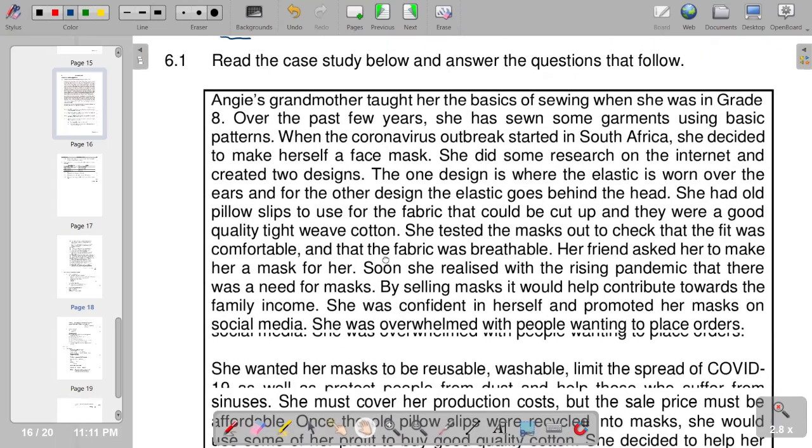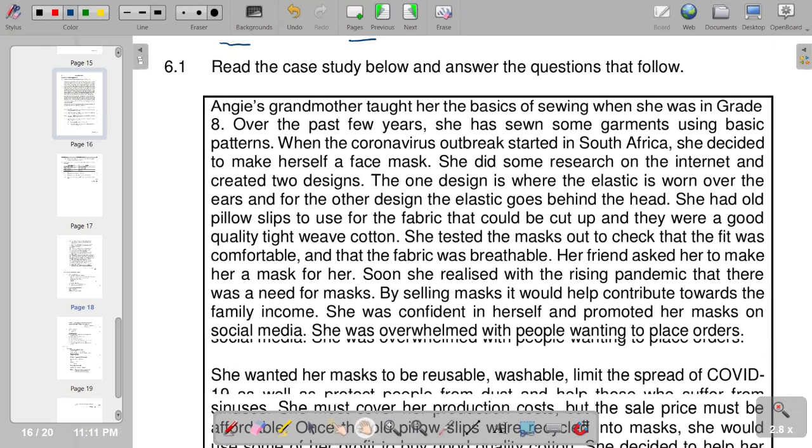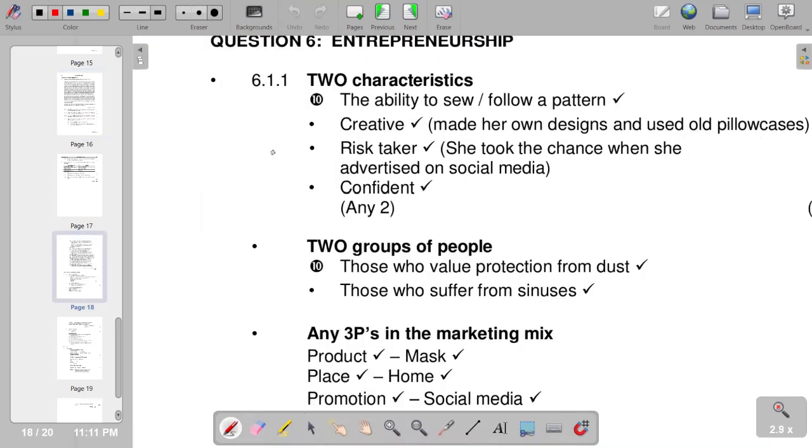So you do that, you see that it reads here, she has sewn some garments. So it means that the ability to sew is a strength that we can deduce. And also creativity is a strength. She did some research on the internet and created 2 designs. So there is creativity, which comes as a strength. So basically that's what we have. The ability to sew is one of them, being creative, and also risk taker and confident are other responses that we can also include.